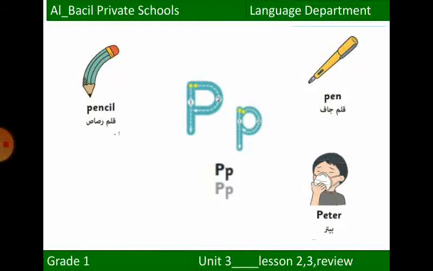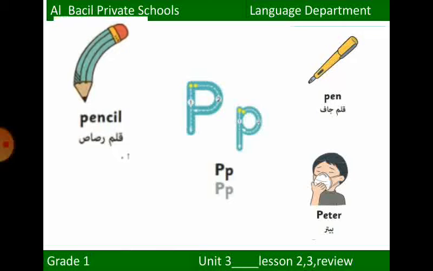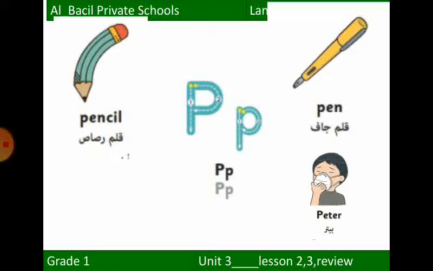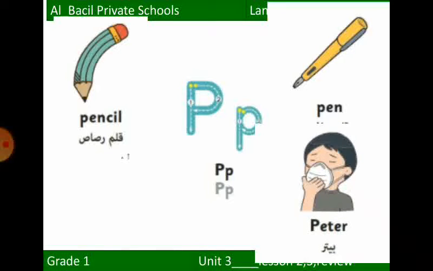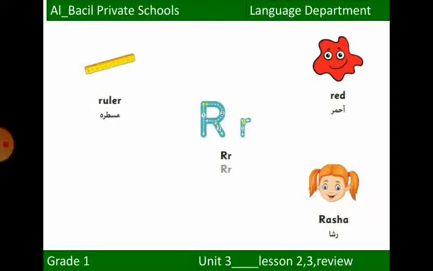Letter what? P. The sound of letter P is P, P, P. For example, pencil. P, pencil. P, pen. And P, Peter. It's a boy. And his name is Peter. Walad ismu Peter. Okay. We also will learn letter R, R, R.